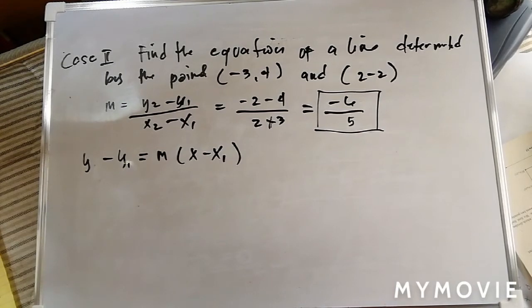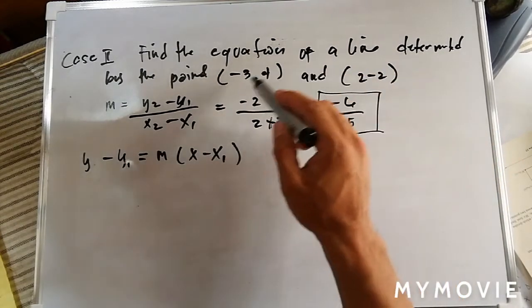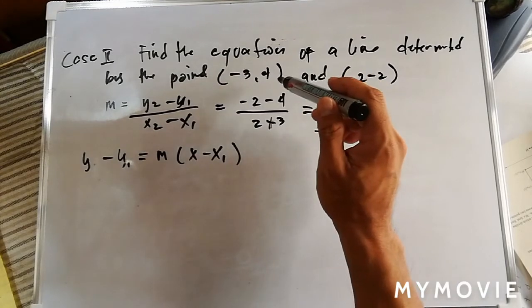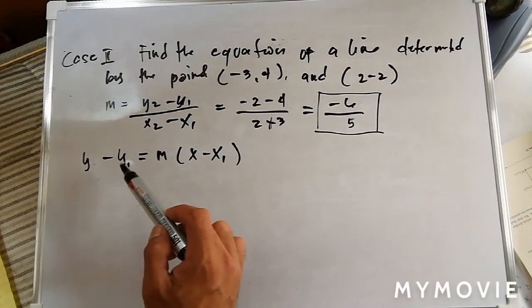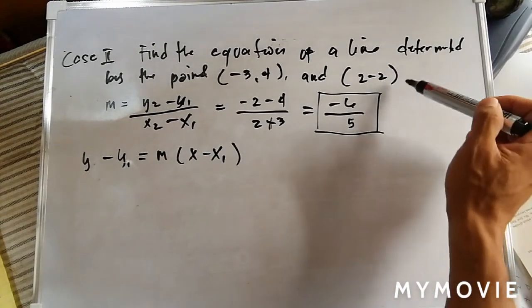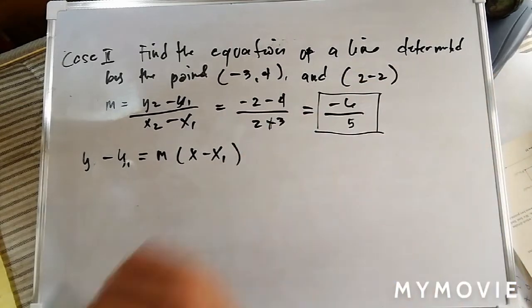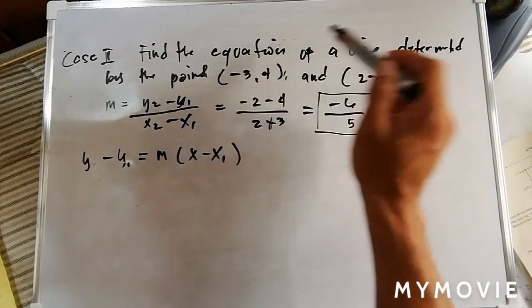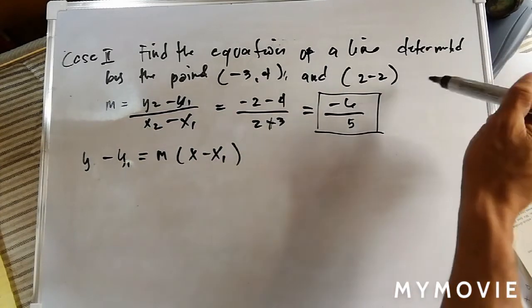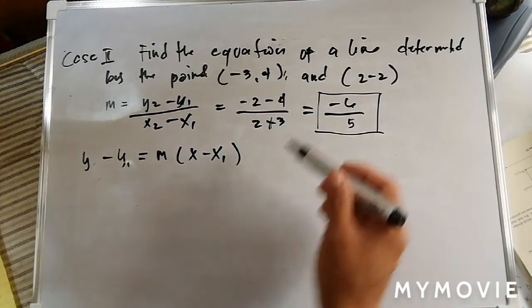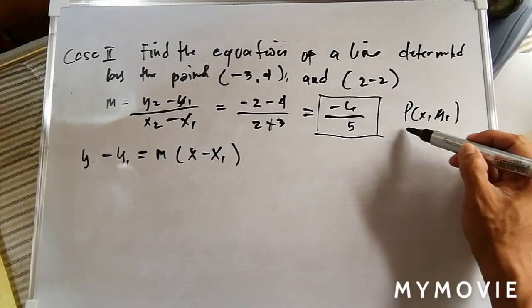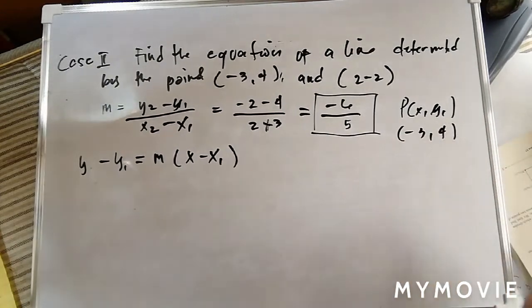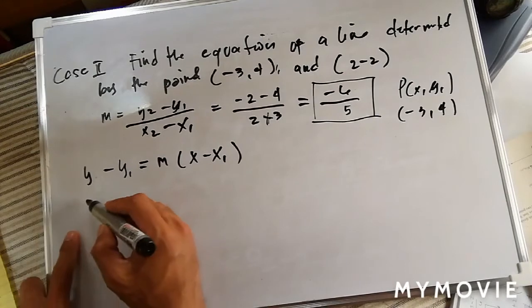In here, we can only use point 1 in substituting the values of y sub 1 and x sub 1. Just always remember that we can only use point 1. We will not use point 2, which is 2 and negative 2. So we will just use point 1, which is negative 3 and 4, and substitute it in the formula.